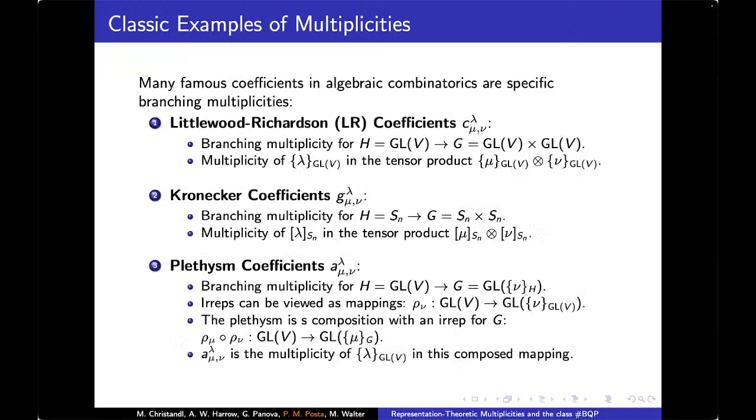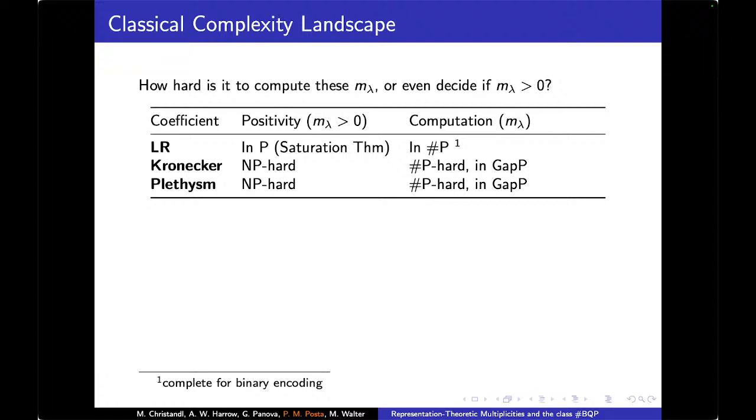three families of coefficients are functions that take as input triples of partitions, because those are the labels for the irreducible representations of either the general linear or the symmetric group, and give as output a non-negative natural number, I guess. And so you can define a well-posed computational problem, at least two of them, right? You can define the positivity problem and the actual computation of these functions.